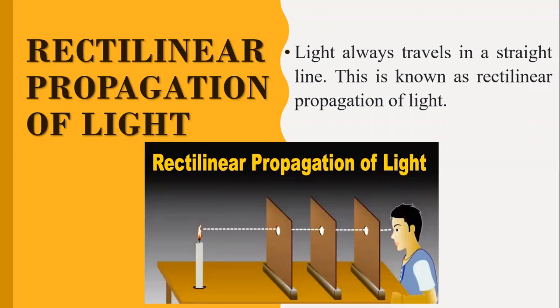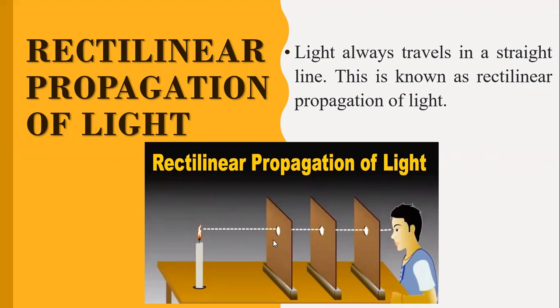First of all, the most important topic is rectilinear propagation of light. This is a property of light which says that light always travels in a straight line. This is known as rectilinear propagation of light. As you have studied earlier also, rectilinear means straight. So with the help of this word, you will remember that rectilinear propagation of light is basically a property of light which always travels in a straight line.